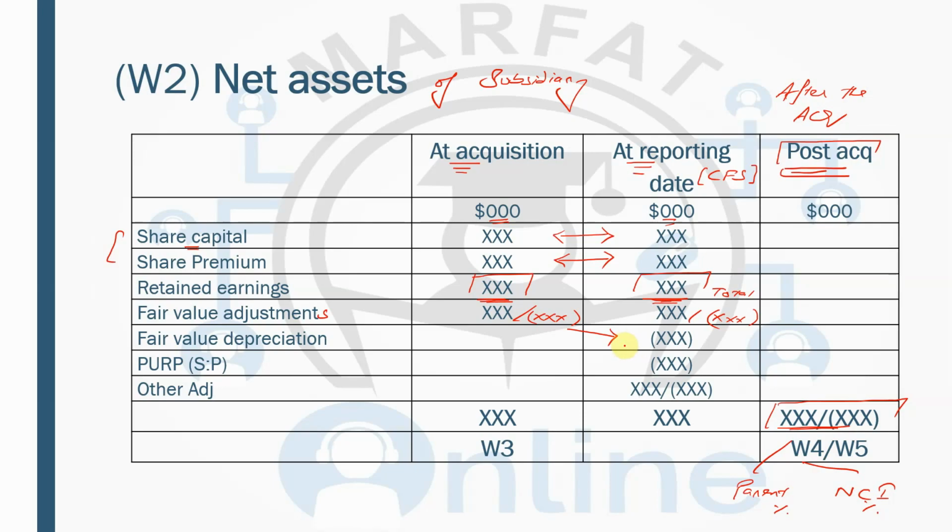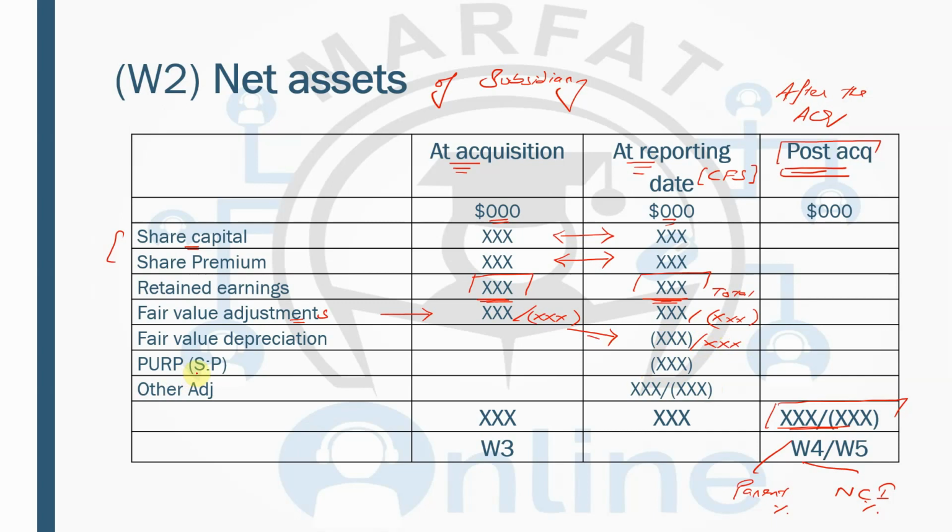Why are we taking the depreciation only at the reporting date? Because when you do the revaluation, the extra depreciation is actually charged at the reporting date rather than on the same day. So when we are doing the fair value adjustments, we are doing it at the date of acquisition, and the depreciation will be charged at the reporting date. So when there is upward fair value adjustment, the depreciation will be deducted, and if there is downward, the depreciation will be added back.